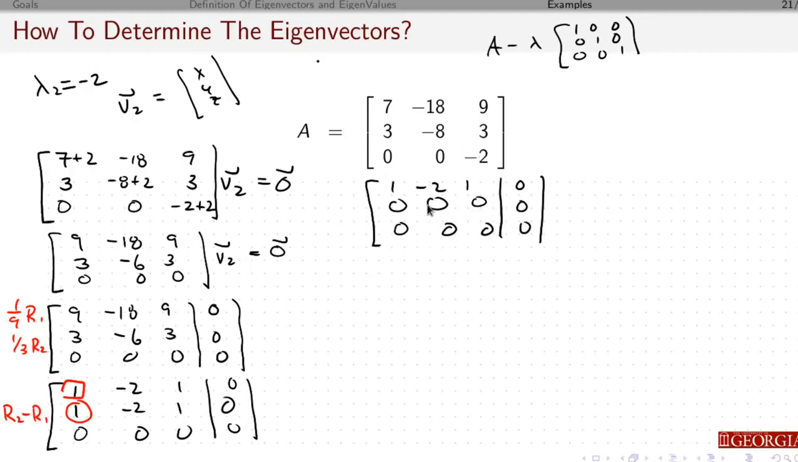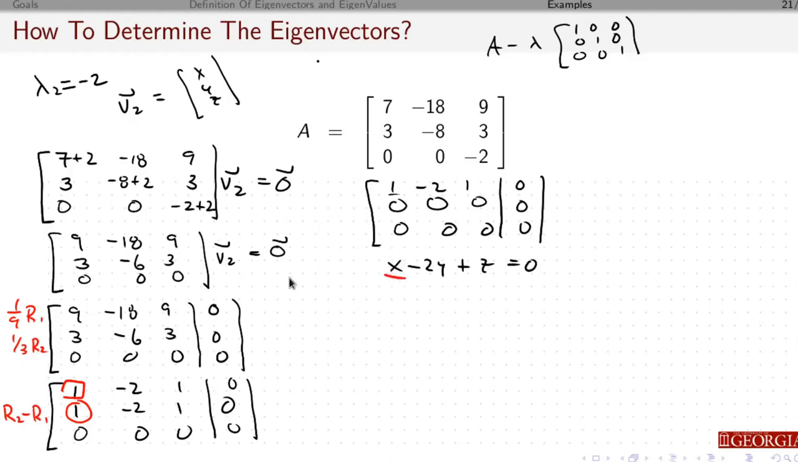And I'm now in row echelon form, right? I only have one pivot. Everything below it is 0. All the zero rows are below at the bottom, and everything is good. So what does this mean? This says x minus 2y plus z is 0.